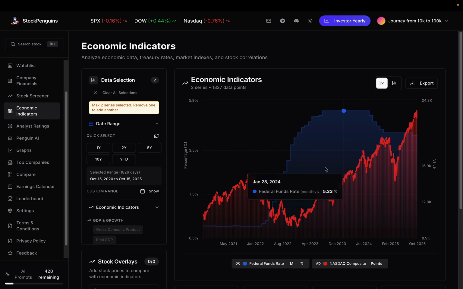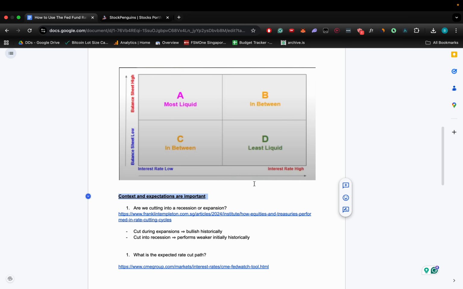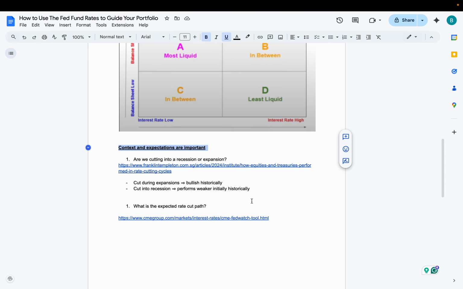So why is this so? We have to take into context what's happening, and the expectations of the market participants and the Fed are very important, right? And number one, one prime example is, are we cutting into a recession or expansion? Based on Franklin Templeton's historical data, cutting into expansions is generally bullish in nature. And if you cut into recession, it tends to perform weaker initially, historically.